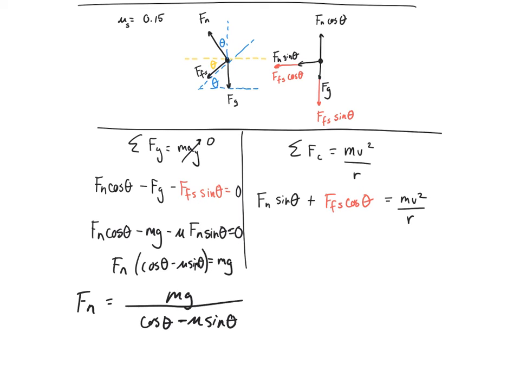All right, so now in the centripetal or the radial direction, we have to plug this in. But before that, we have to still do something in the radial direction. Let's make this look better. So this is still Fn sine theta, but then it's going to be plus mu Fn cosine theta. I got to replace that. Equals mv squared over r.